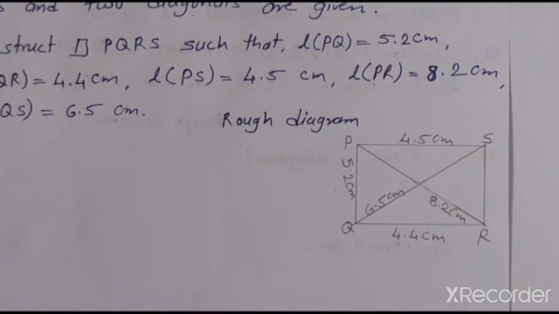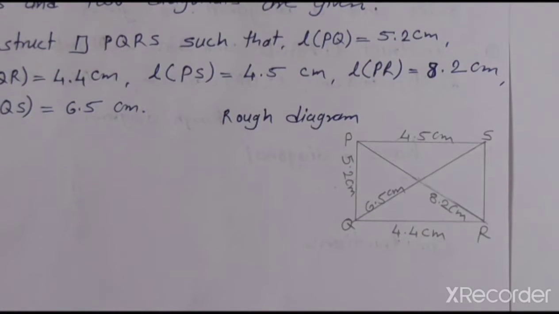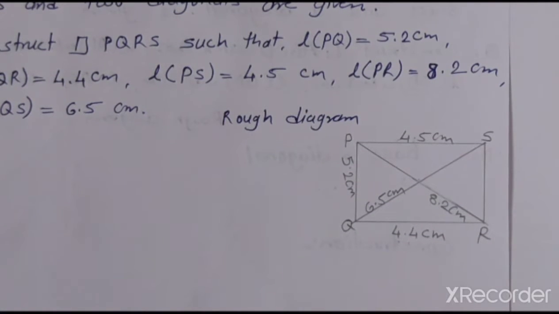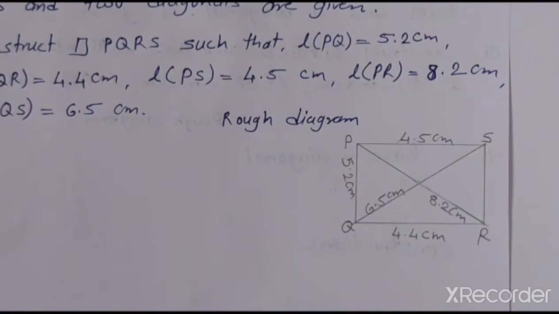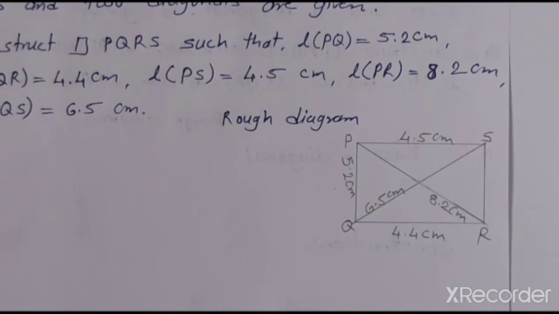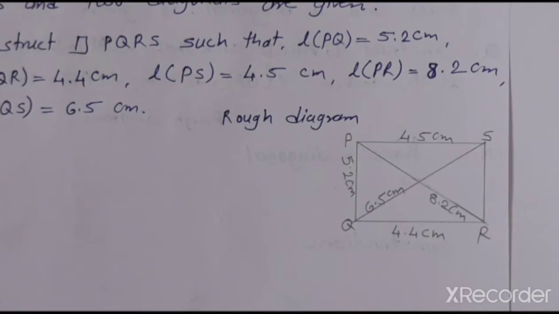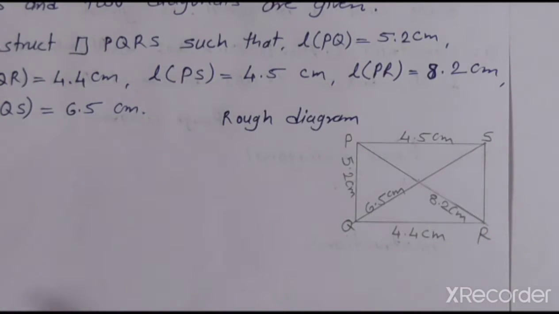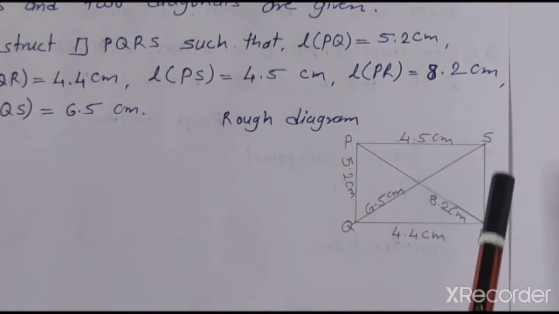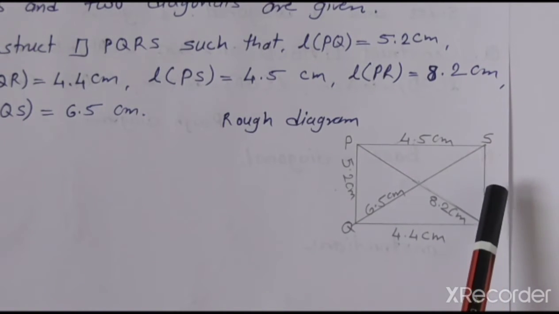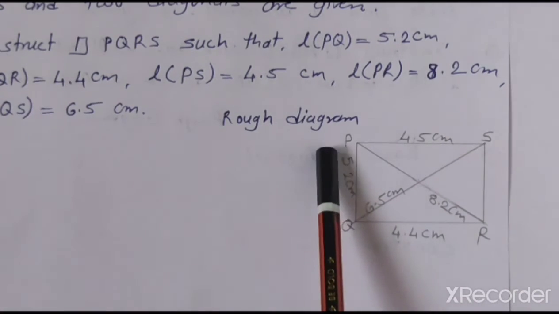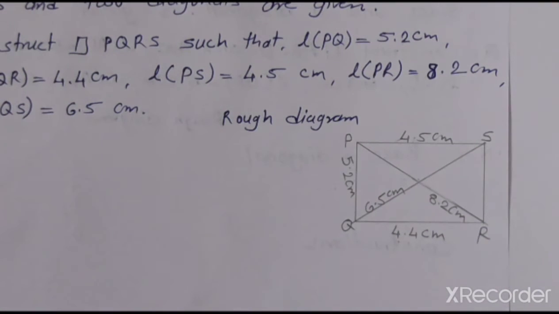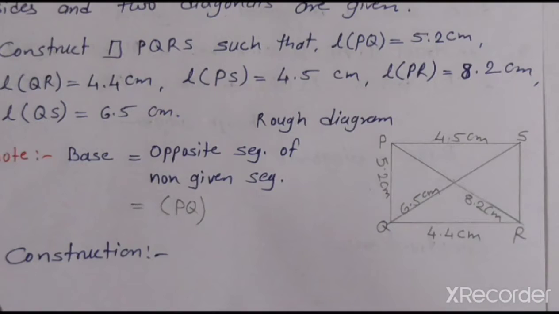To construct this quadrilateral, here we require a base. Without base we cannot construct this construction. So which segment has to be the base? The answer is a segment opposite to non-given segment. Here segment RS, this length is not given, so exactly opposite segment PQ is our base. Write down this note in your notebook.